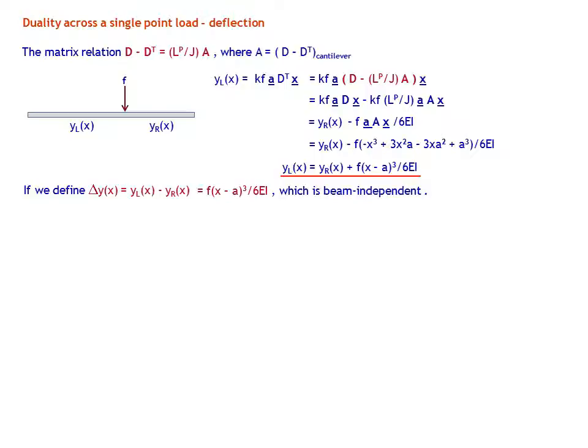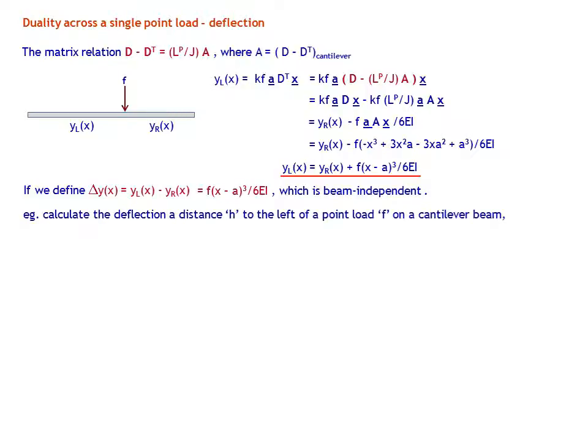Delta y of x is beam independent. This means that the difference between the deflection equations either side of a point load, f into x minus a cubed over 6EI, is the same for all beam types. We can use this duality between y_L of x and y_R of x to our advantage when calculating the deflection due to a single point load.